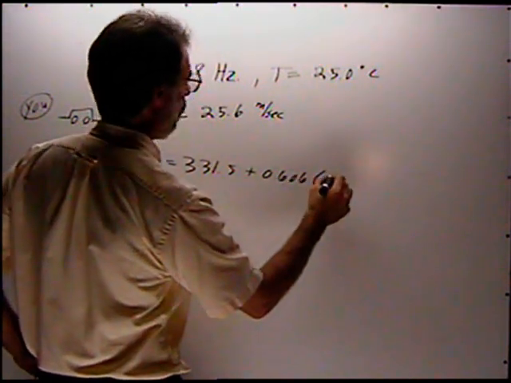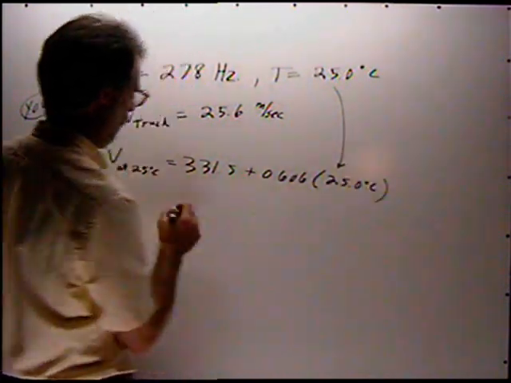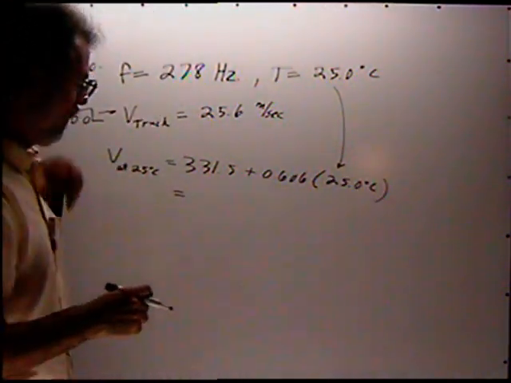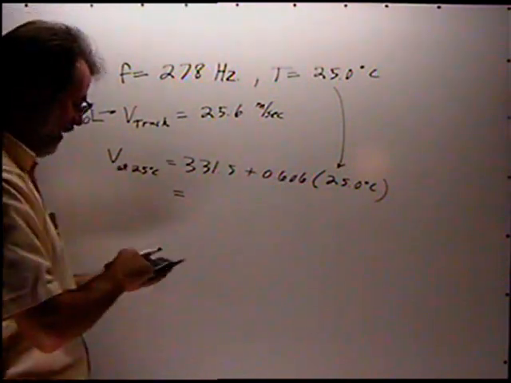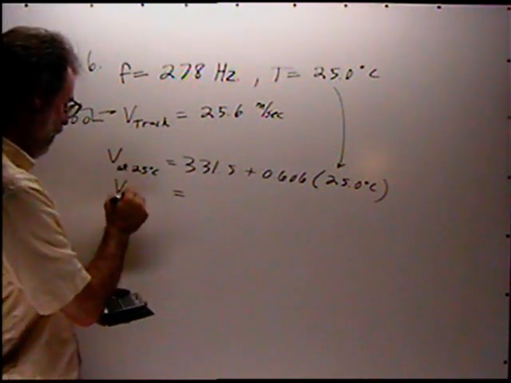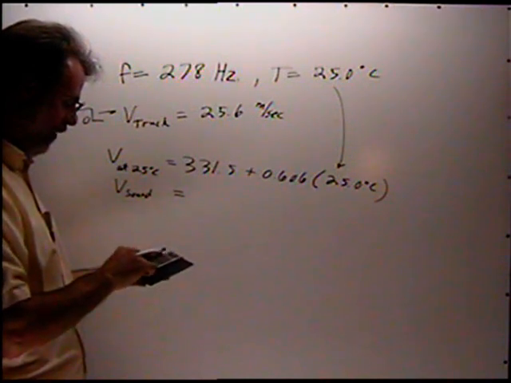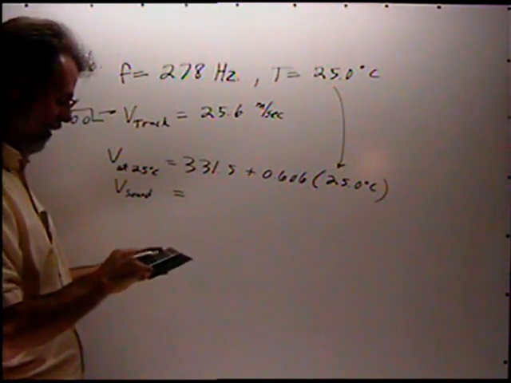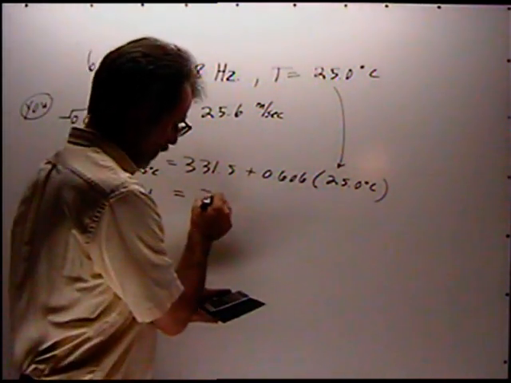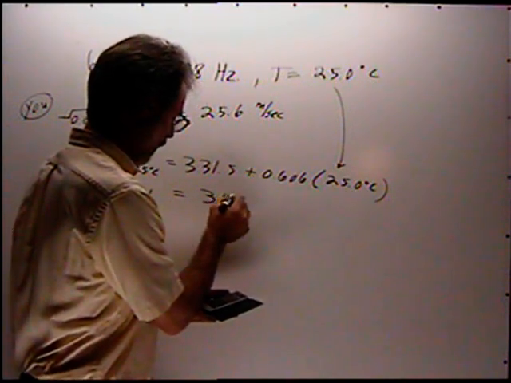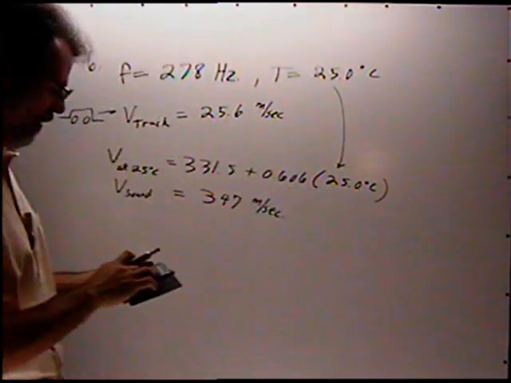0.606 times 25 degrees C. Okay, so that will give us the velocity at 25 degrees C. The velocity of the sound will be 0.606 times 25 plus 331.5, and that will be 347 meters per second. Okay, now what do we do?